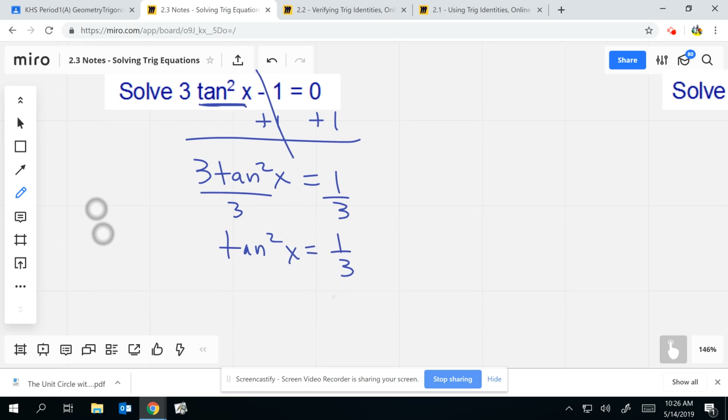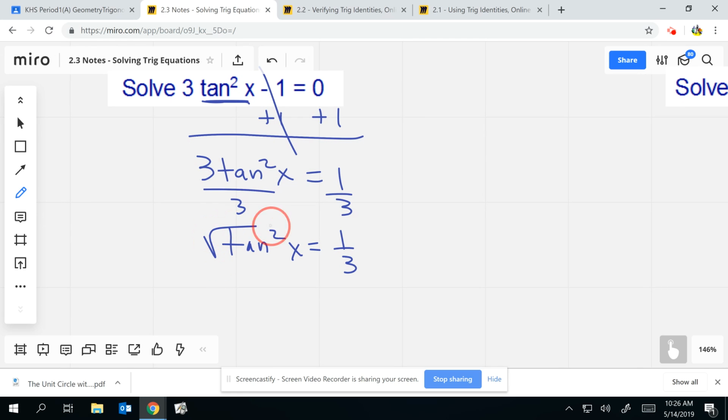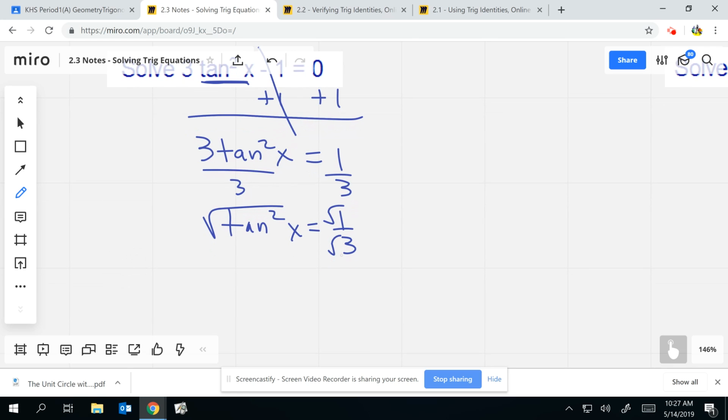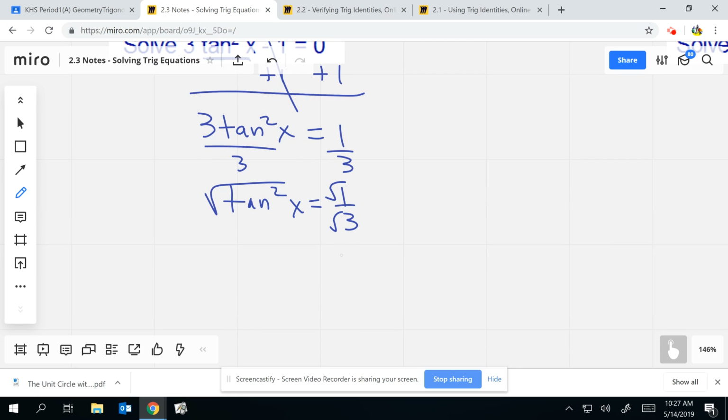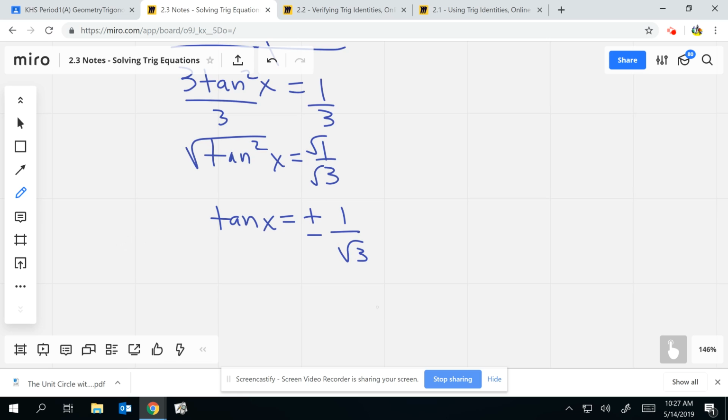Tangent squared is 1/3. And then you're going to need to square root both sides. So you would square root the 1 and the 3 there. That's how you get rid of an x squared, just like getting rid of a tangent squared. And so you're going to end up with tangent of x equals, actually, let's put plus or minus 1 over radical 3. You need to do plus or minus when you square root both sides, because you could have a positive answer that would be positive when you square it, and a negative answer squared would also be positive.